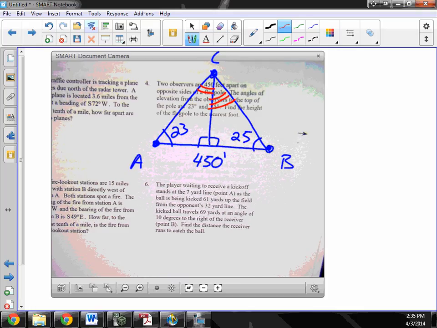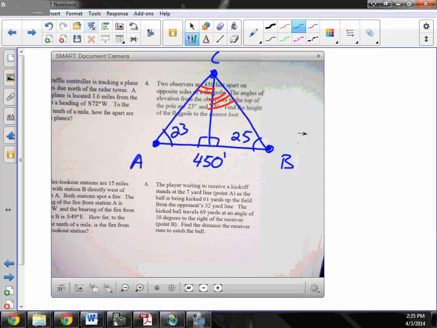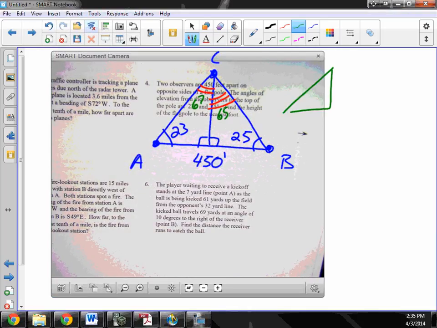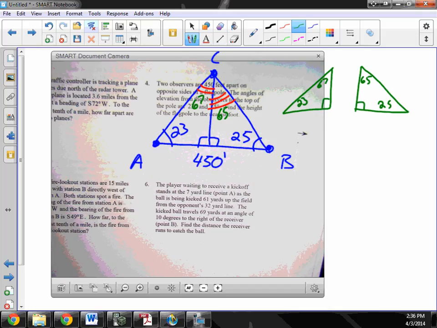Okay? How's that going to help? What are the other angles? 67 and 65. So let me draw these two triangles. 23, 67, and right. 25, 65, and right. But I don't know any of the sides, right? Or do I? Okay, I know that the entire distance on the bottom is 450.